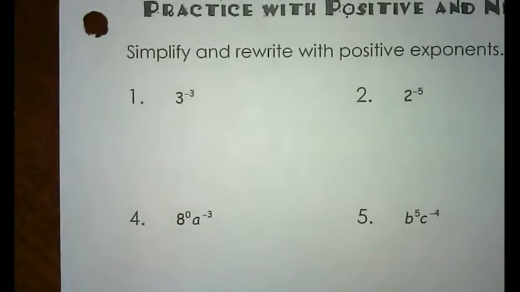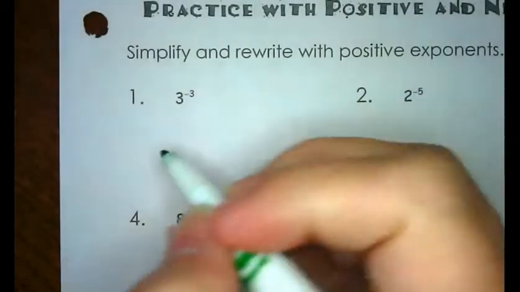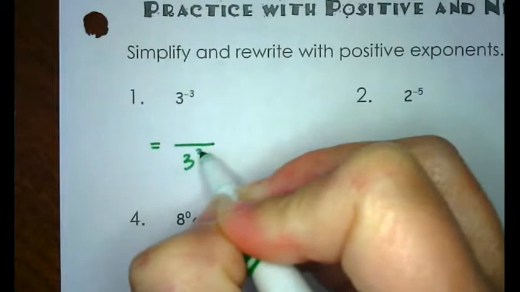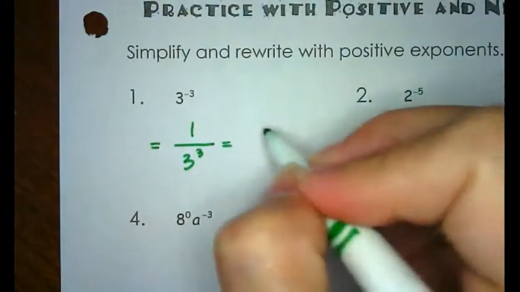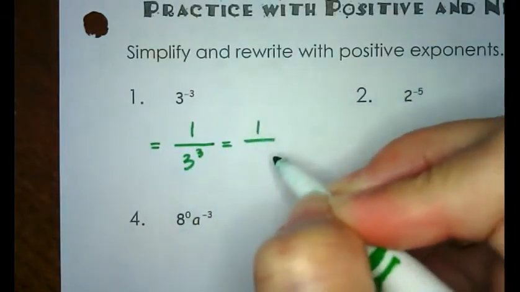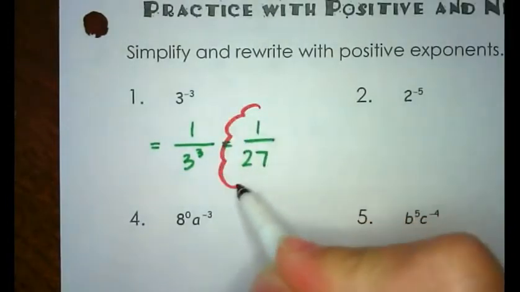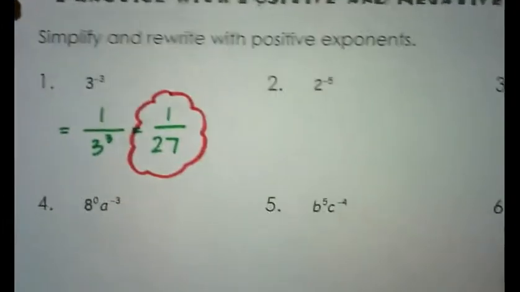When you were working with your partner, you did some of these already. Anytime you see a negative exponent, that tells you that you need to do the reciprocal. So we want to do 1 over 3 to the third, and that one's a simple one. You know that answer: 3 times 3 times 3 is 27. So that's 1 over 27 for that answer, and I'll go ahead and make it like our answer sheet. So that's number 1. Moving on to number 2.